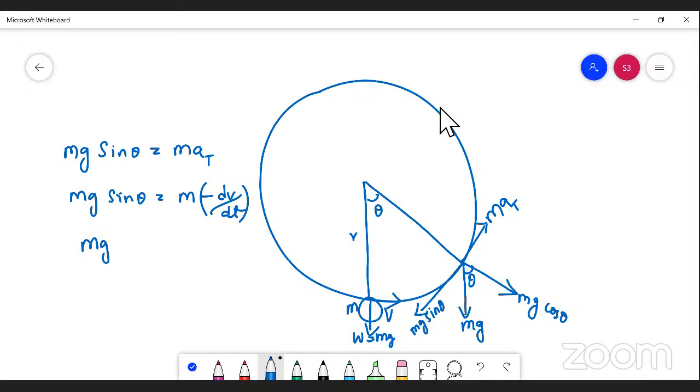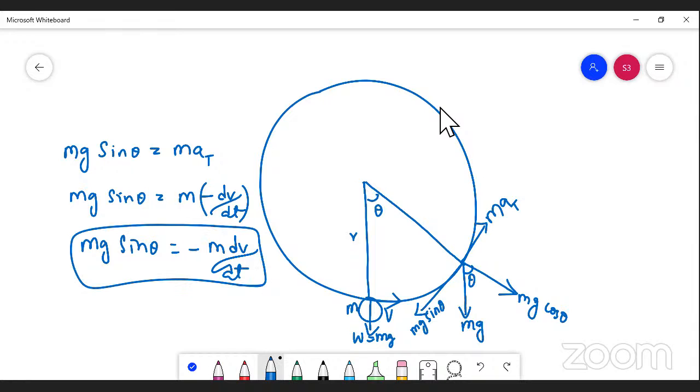So mg sin theta, which is equal to minus m dv by dt. So mg sin theta is the component along the tangent. But I want to talk about the other component, mg cos theta. mg is acting in the downward direction, the weight of the object, with g the acceleration due to gravity. Another very important force is the tension T, which should act along the string, in the inward direction.